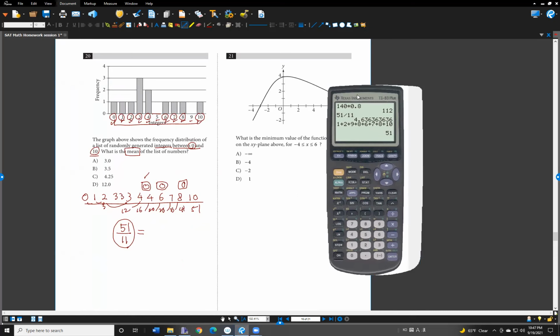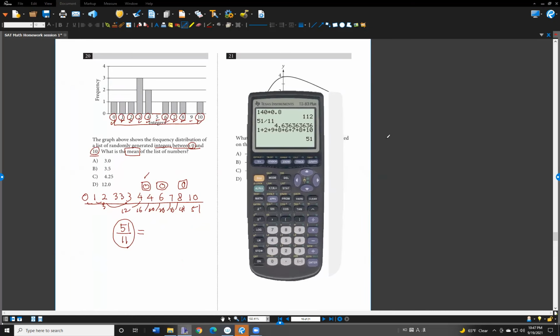What is the mean value of these numbers? 51 divided by 0 to 10, 11 numbers. 4.6. There's no number like this one. Hmm.